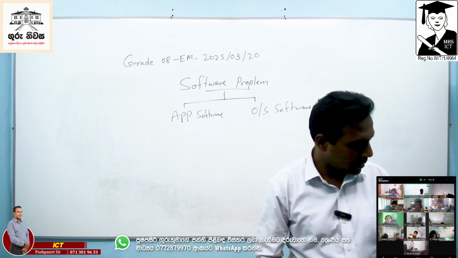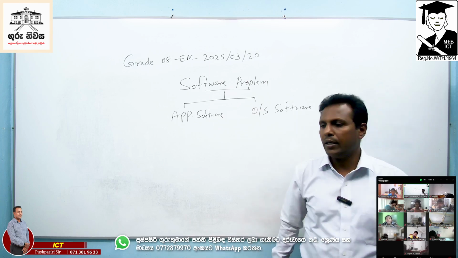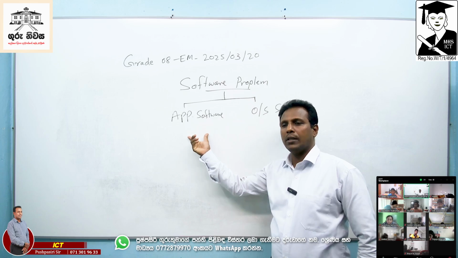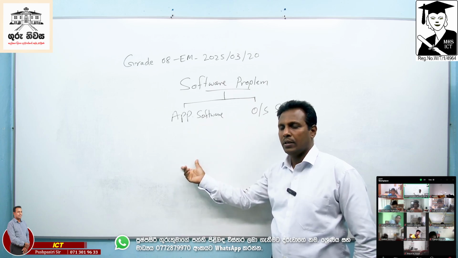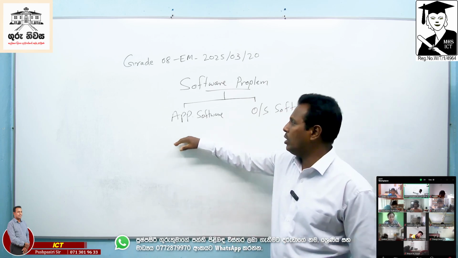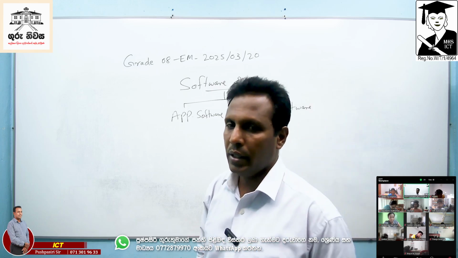Okay. Now what we have to understand is what applications are. Let's write a subheading called application software. Right? Subheading: application software.